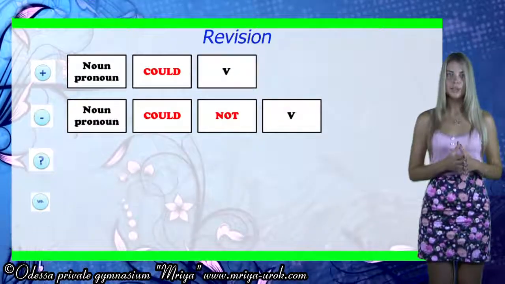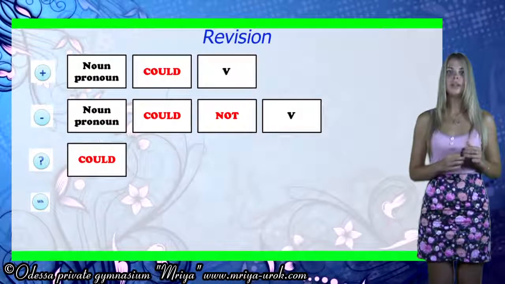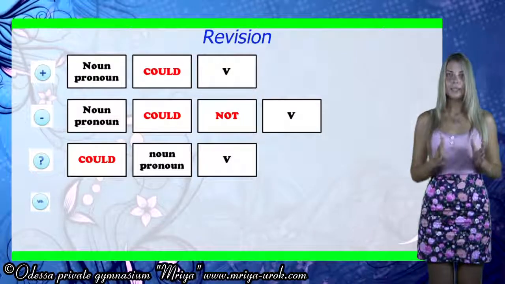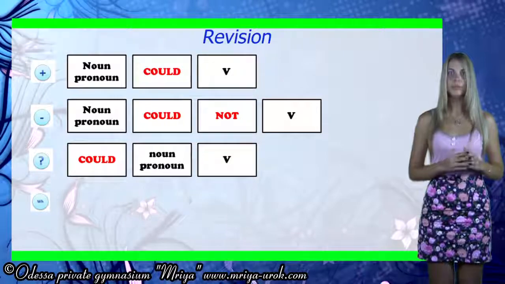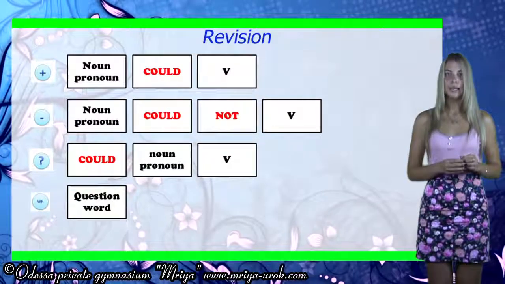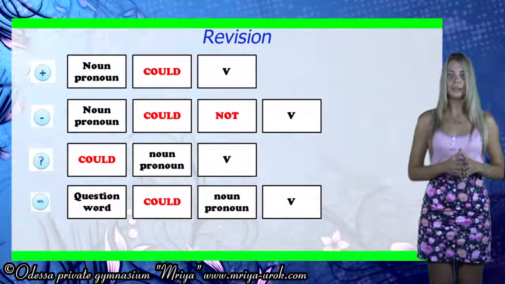If you want to make a general question, on the first position you put modal verb could, then noun, pronoun and your main verb. And if you want to make a special question, on the first position you put your question word, then could, then noun, pronoun, and on the last position your main verb.